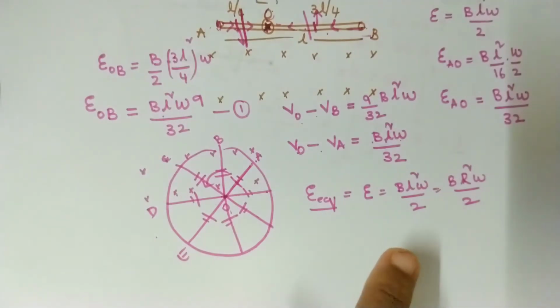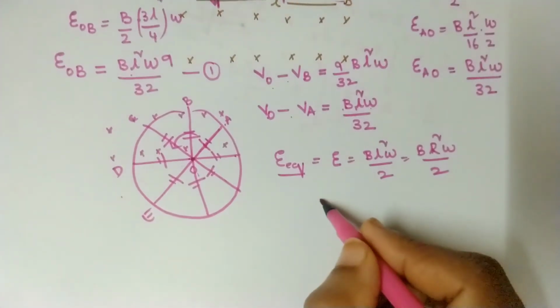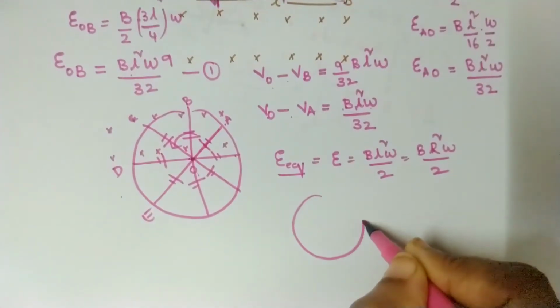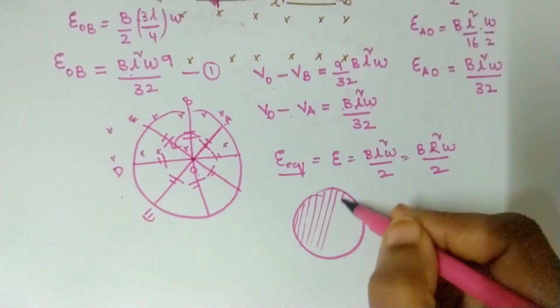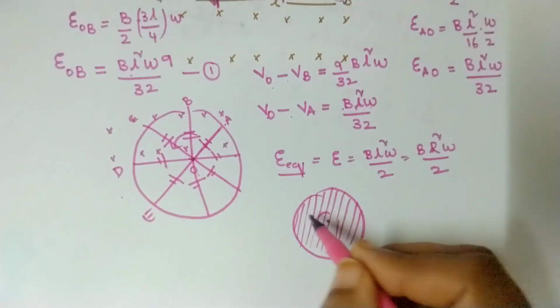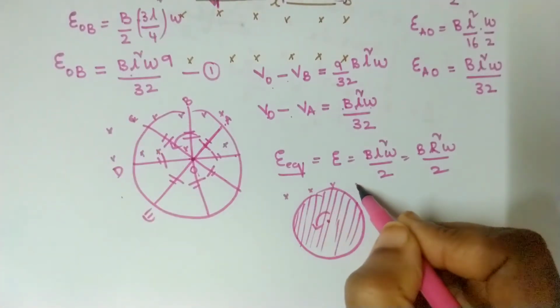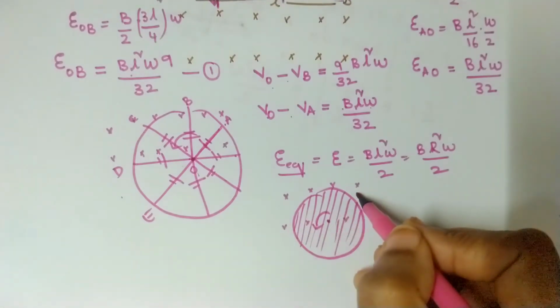The same rule is applicable even if they give you a disc. Sometimes they give you a disc rotating in a perpendicular magnetic field. This is a disc, and it is rotating in anti-clockwise direction in a perpendicular magnetic field. What is the EMF induced between the center and the edge?